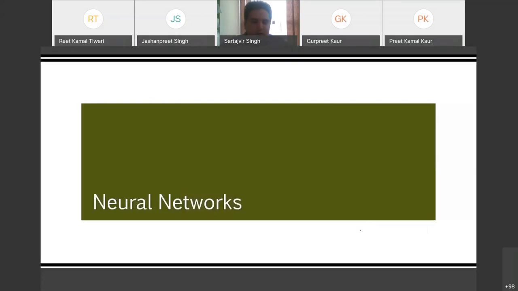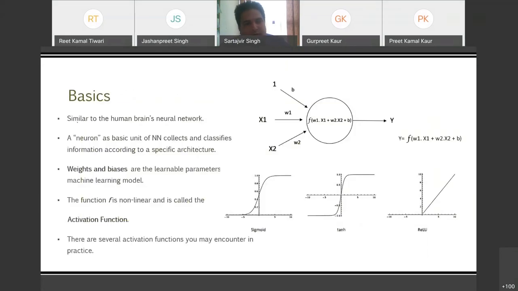Now there is one more important part of machine learning, that is the neural network. The neural network is basically similar to the human brain's neural network, and a neuron is the basic unit of the neural network, which collects and classifies information according to a specific architecture.